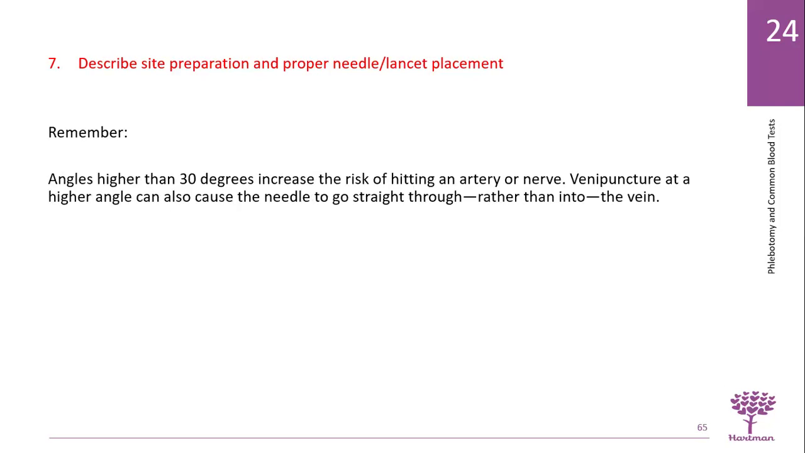We'll talk more about the angles for when you're doing a venipuncture. Angles higher than 30 degrees increase the risk of hitting an artery or a nerve. A higher angle can also cause the needle to go straight through rather than into the vein. So we'll talk about the different angles that you should use when you're doing a venipuncture blood collection.